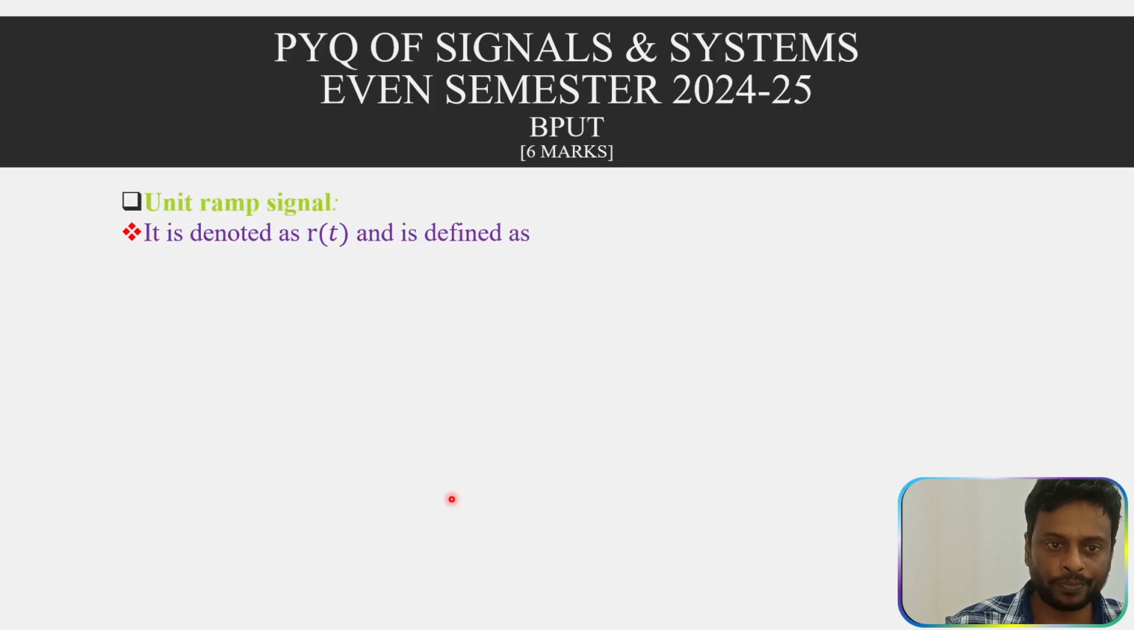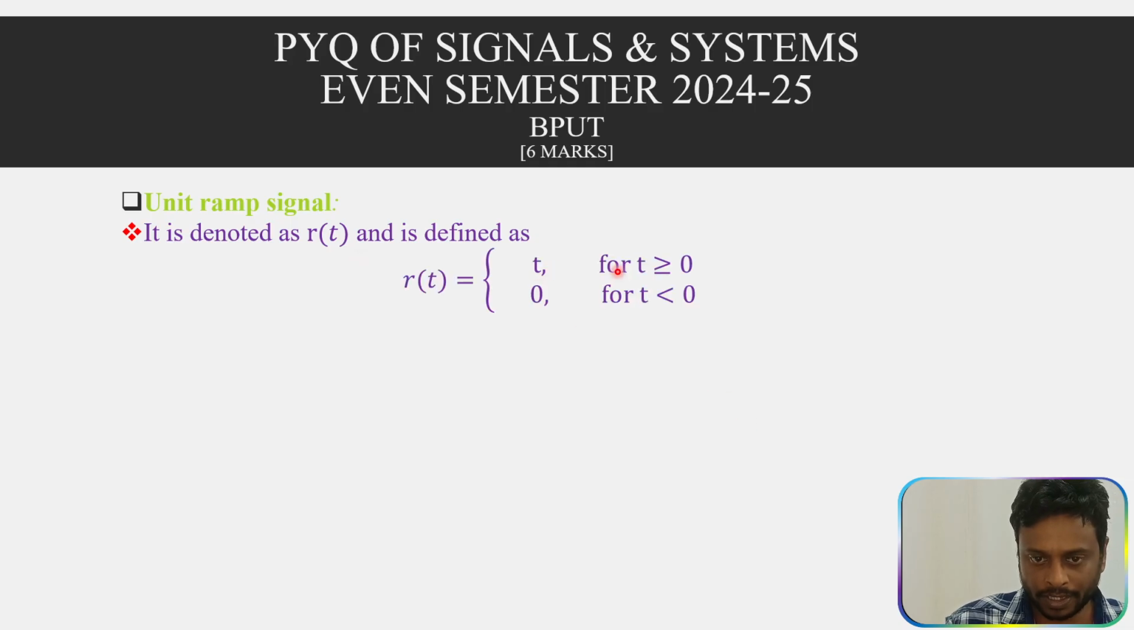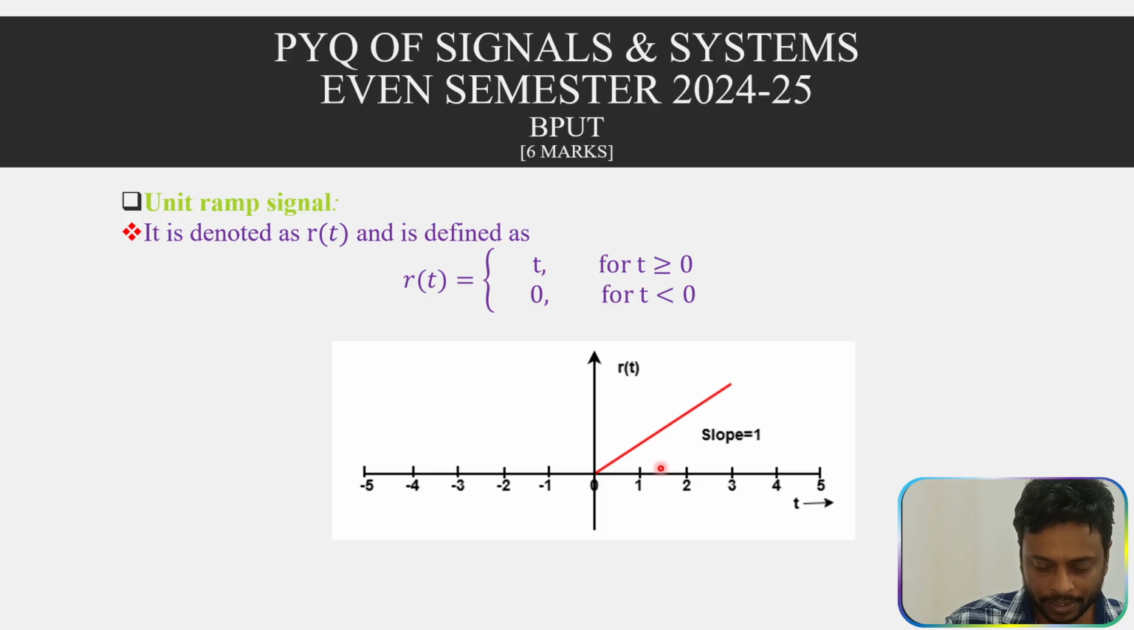Similarly, the unit ramp signal is denoted as r of t. It is defined as r of t equal to t for t greater than or equal to 0, and 0 for t less than 0. So you can see for t less than 0, the value is 0. For t equal to 0, it is 0. For t equal to 1, it is 1. For t equal to 2, it is 2. Likewise, 3, it is 3, 4, it is 4. So this is our r of t, the ramp signal.